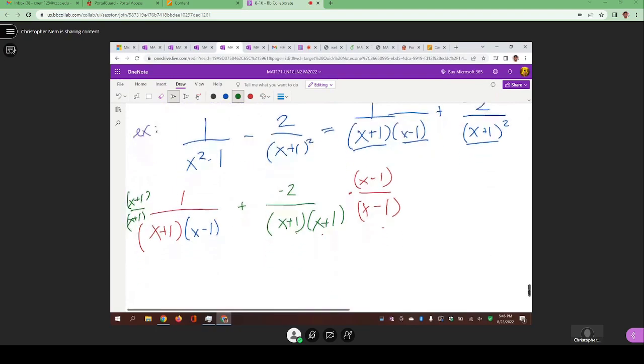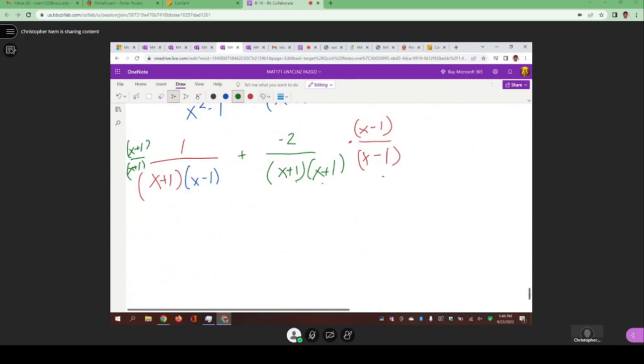Now that we multiplied them out, let's actually write it down. So multiplying them out, I get x plus 1 all over x plus 1. I am not going to multiply the denominator out. It's just going to leave it that way. Plus negative 2x minus 1 all over the same exact denominator.